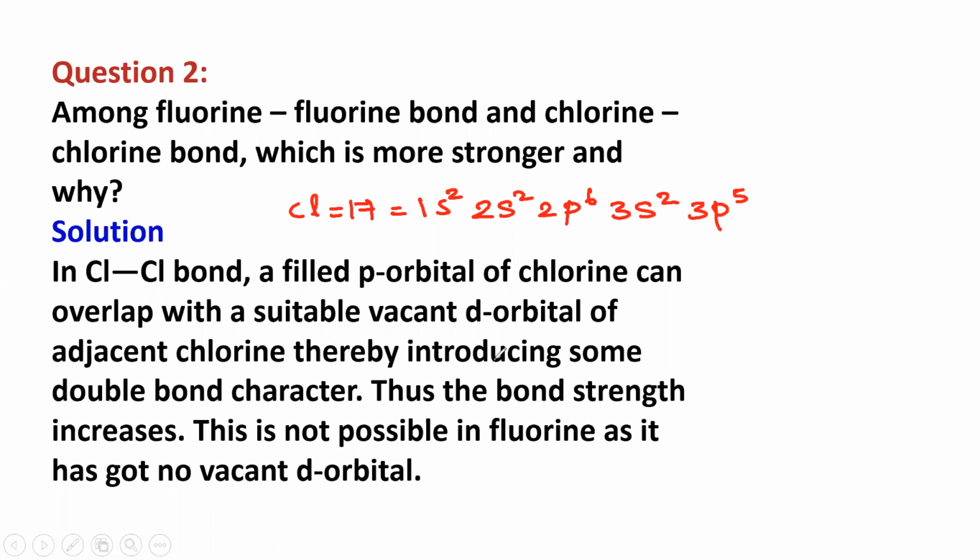That's why, due to the availability of d orbital, some of the electrons of p, when in the excited state, go to the d orbital, due to which the bond strength becomes stronger. So the Cl-Cl bond is stronger compared to the F-F bond because of more bond strength. This is not possible in fluorine because the atomic number of fluorine is 9. It has a configuration of only 1s2, 2s2, 2p5. For principal quantum number 2, we do not have a d orbital, but for principal quantum number 3, we have the 3d orbital. So due to the availability of d orbital, the bond strength is maximum in the Cl-Cl bond, and due to the non-availability of d orbital, the bond strength is less in the fluorine molecule.